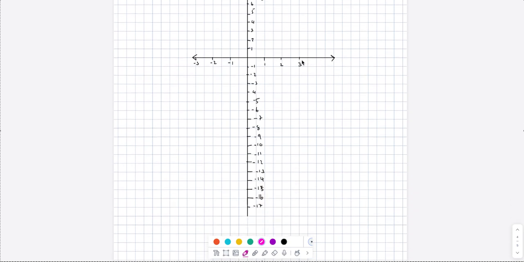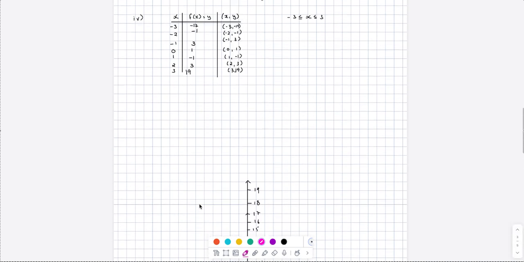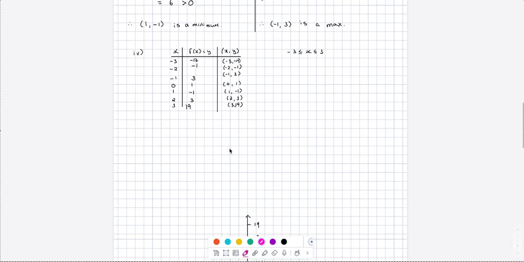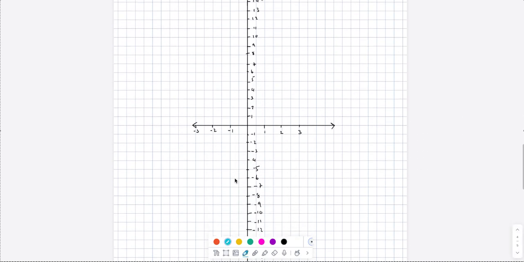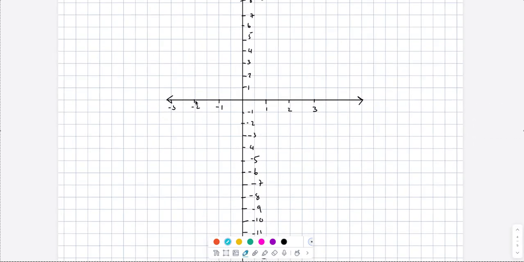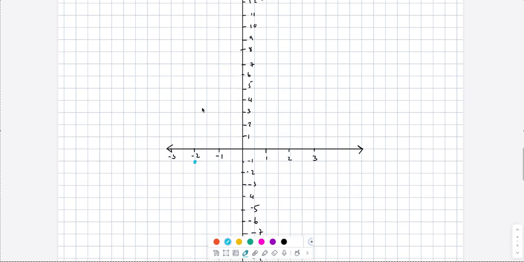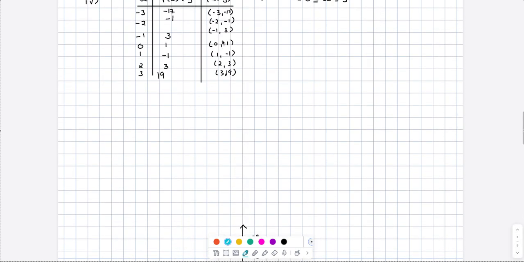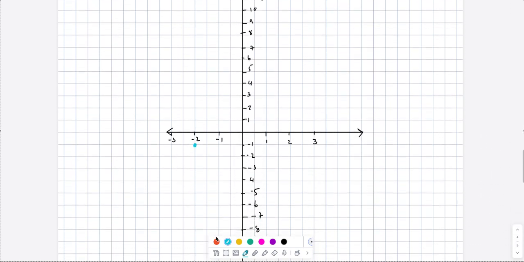So minus 3, minus 17. So we have here minus 3, minus 17. There's the first point. The next one, minus 2, minus 1. So go into minus 2, which is here on the x, and then up to minus 1, which is here. Then we're going to have minus 1, 3. So minus 1, and we go up to positive 3.